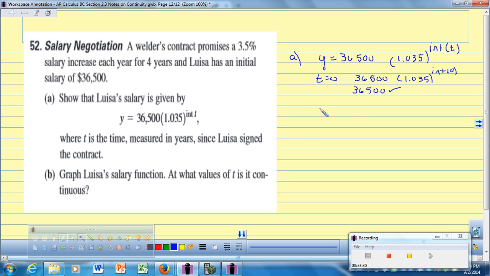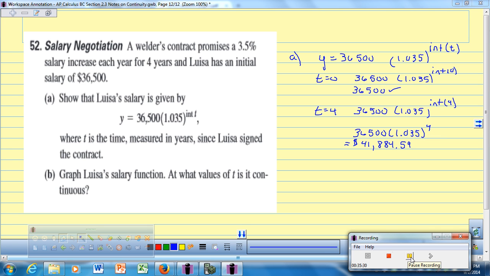And if we were to look at t equals 4, because she's getting the salary increase each year for 4 years, then we would be looking at 36,500 times 1.035 to the greatest integer function of 4, which will be 4, 36,500 times 1.035 to the 4th. Looking at that, we're looking at a salary of 41,884.59 after 4 years, which seems to be a reasonable approach to calculating her salary.